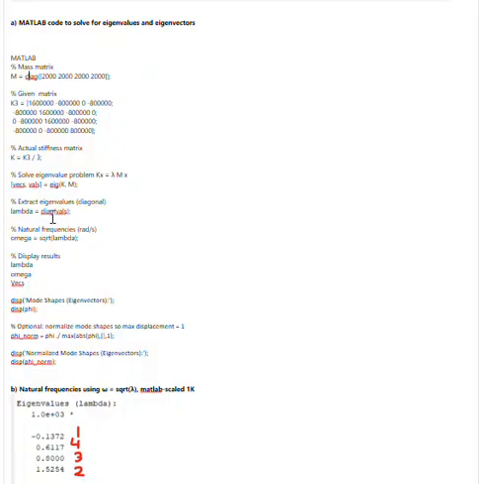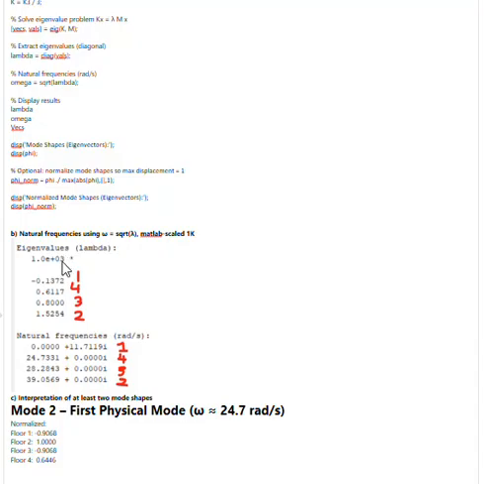Let's get to the rest of the MATLAB. We're going to be displaying the results. We're going to normalize the data and also scale this data. MATLAB scales this through the order of 1,000 as shown in this section of the code. So MATLAB is going to give us these values for the eigenvalues for lambda. Mode 1, mode 2, mode 3, and mode 4, and the natural frequencies by mode with the same alignment 1, 4, 3, and 2.